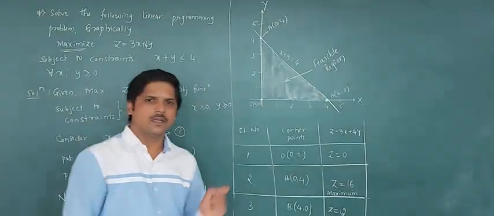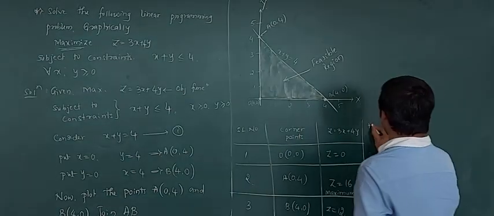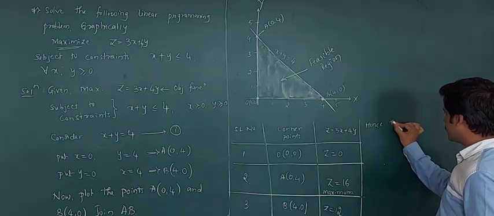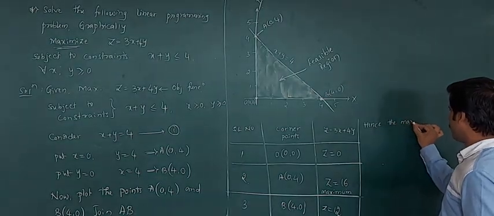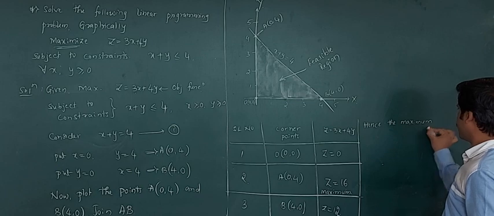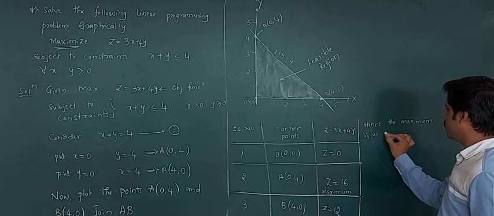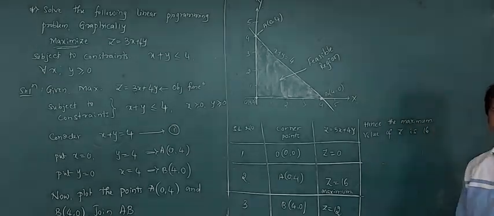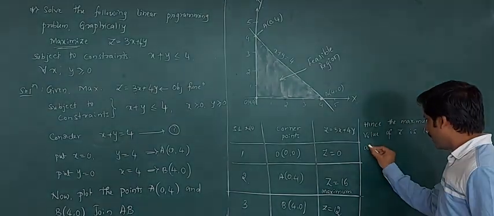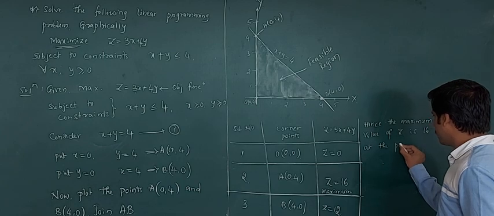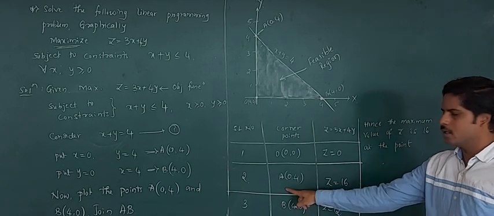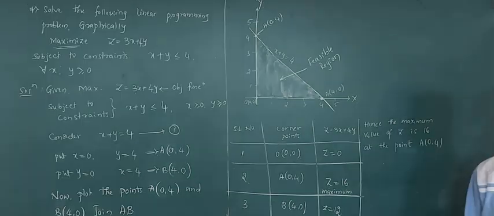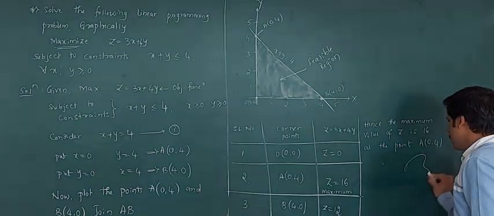Now we have to write the conclusion part. Hence the maximum value of z is 16, at the point A, that is 0, 4. This completes the solution. Write it down.